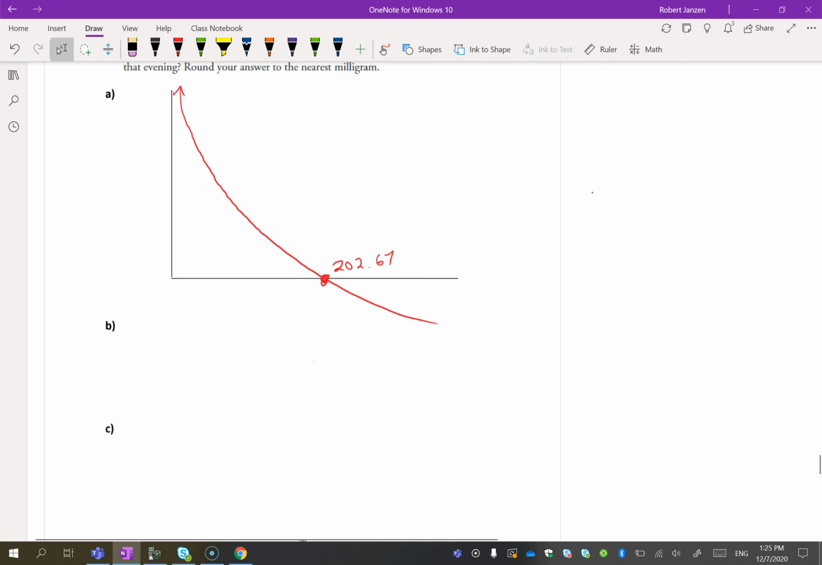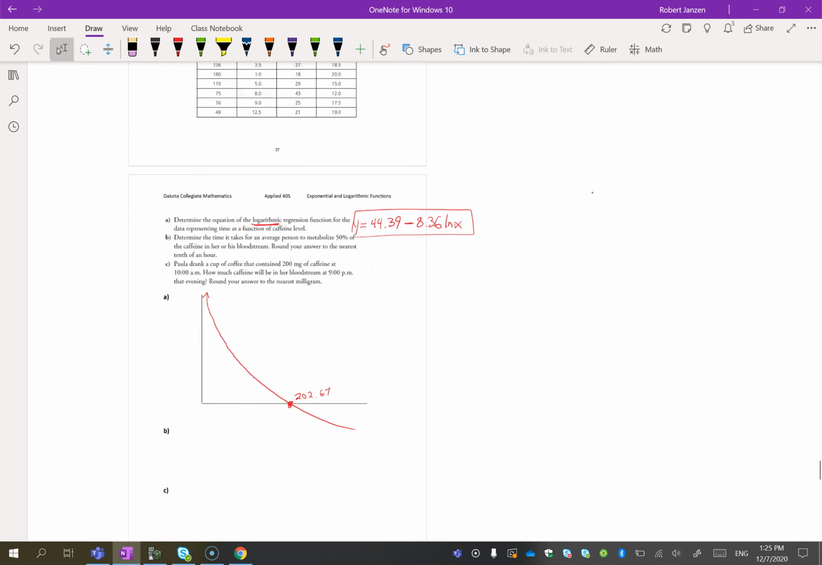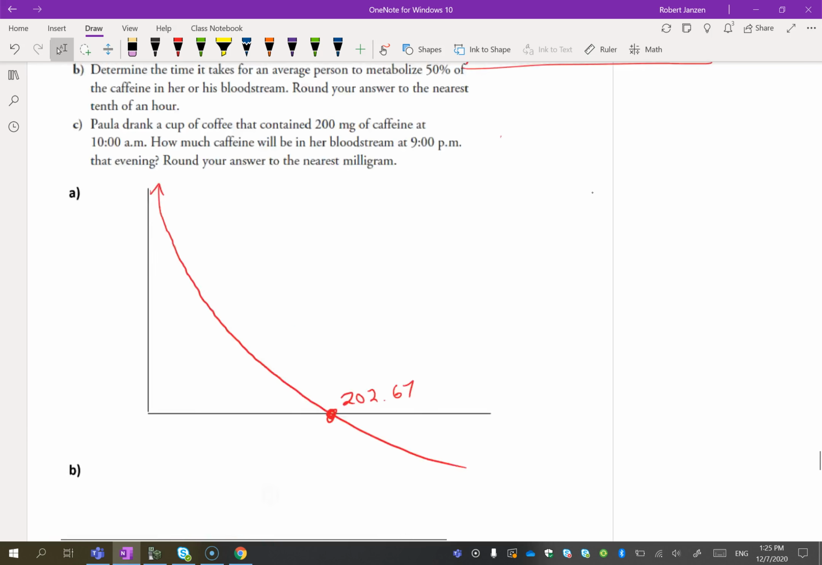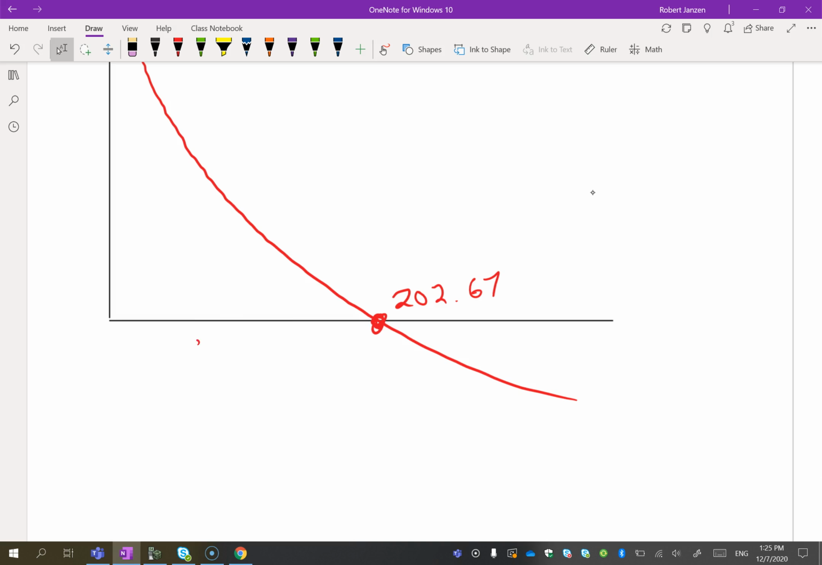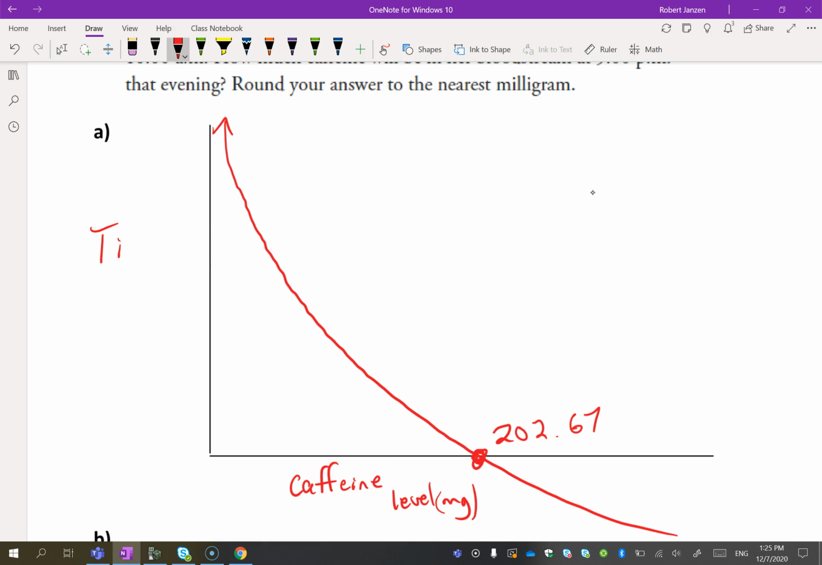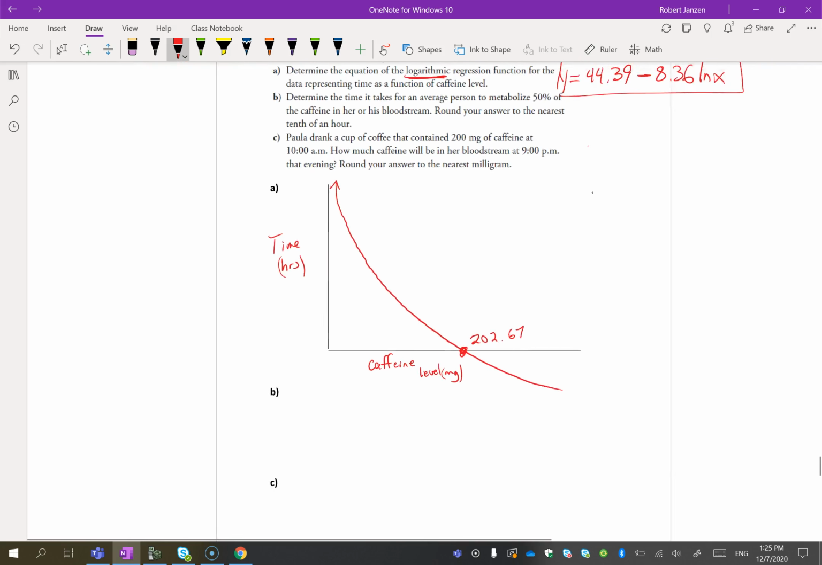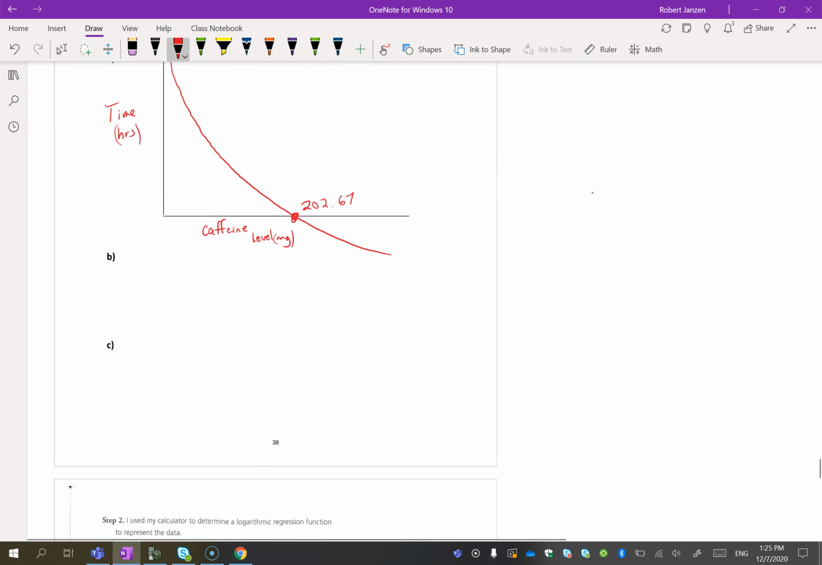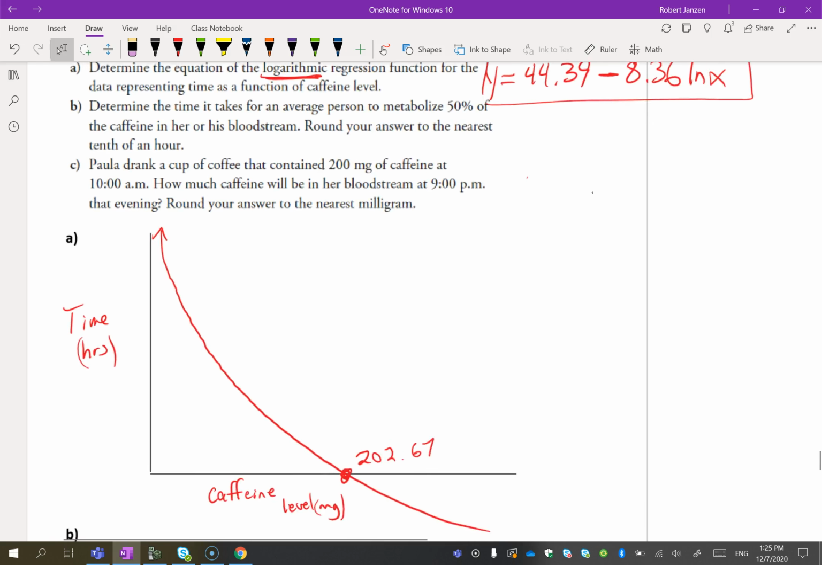Okay, let's label this. What are my two axes? The x value is caffeine level in milligrams. And this is time in hours. Okay, so there's A done.